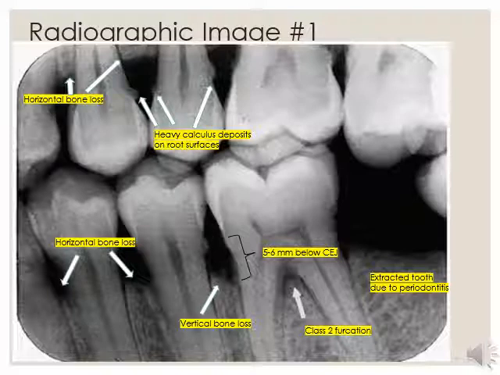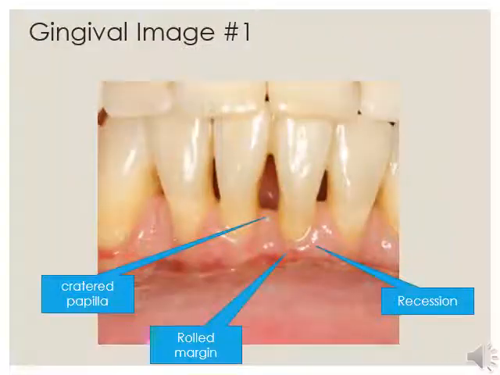In the bottom of the picture, you also can see bone loss again, and in the middle part of the bottom, you can see some vertical bone loss, some 5 to 6 millimeter bone loss below the CEJ. You also can identify the class 2 furcation, and you can see that she has a missing tooth due to periodontitis.